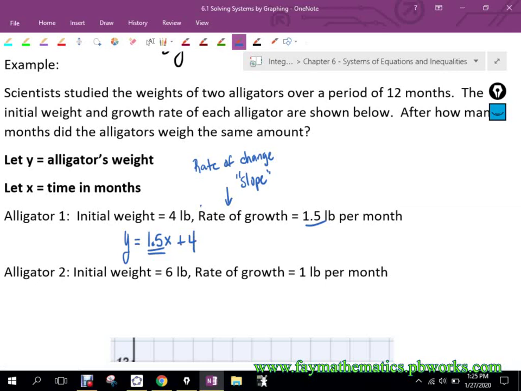If I look at alligator 2, it's the same structure then. What should I write for alligator 2? 1x plus 6. Okay, so let's graph those two things.